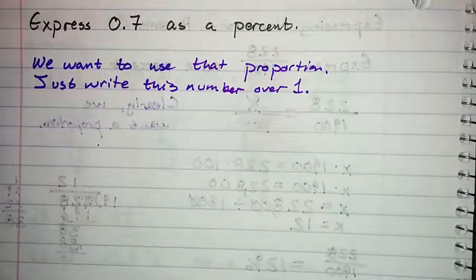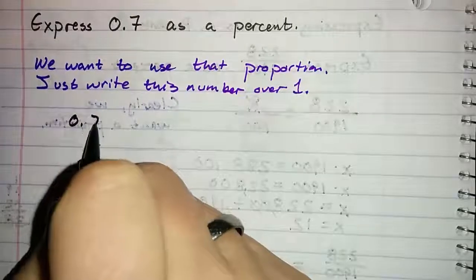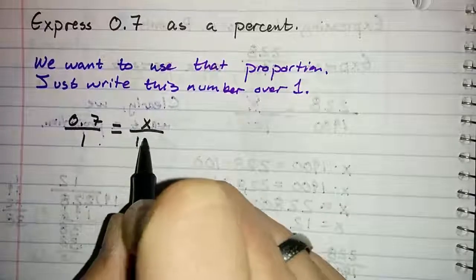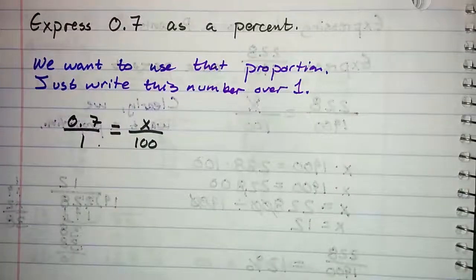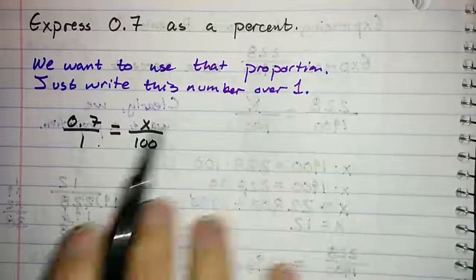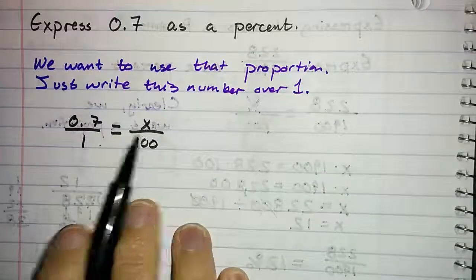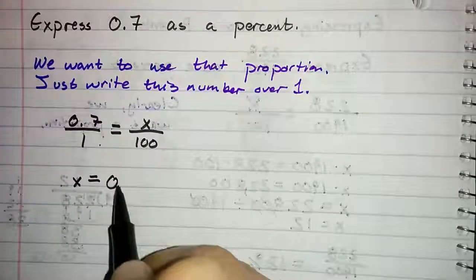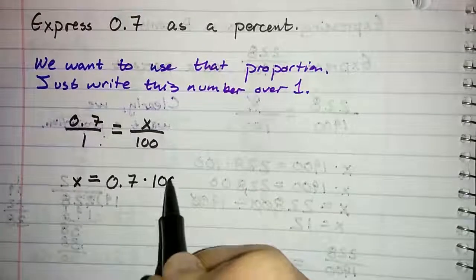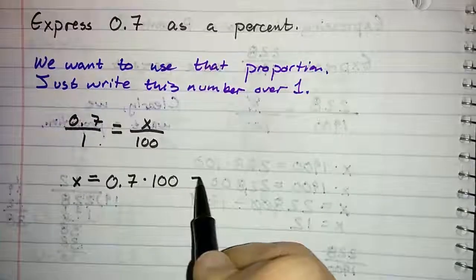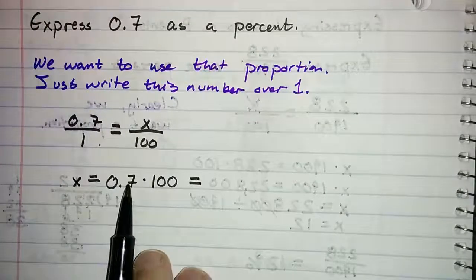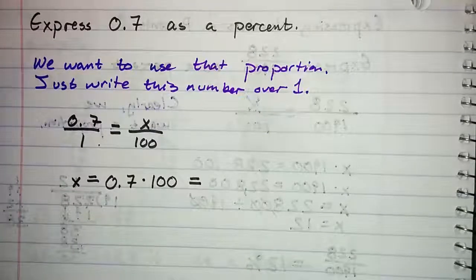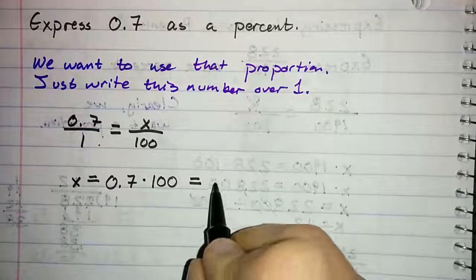What does that look like? We'll have 0.7 over 1 is something over 100. Right, cross multiply. Writing this over 1 makes us happy, right? Because we'll have 1 times x is x, is 0.7 times 100, which is just, well, we're getting rid of 2 zeros in the denominator. So we want 2 fewer digits after the decimal point.